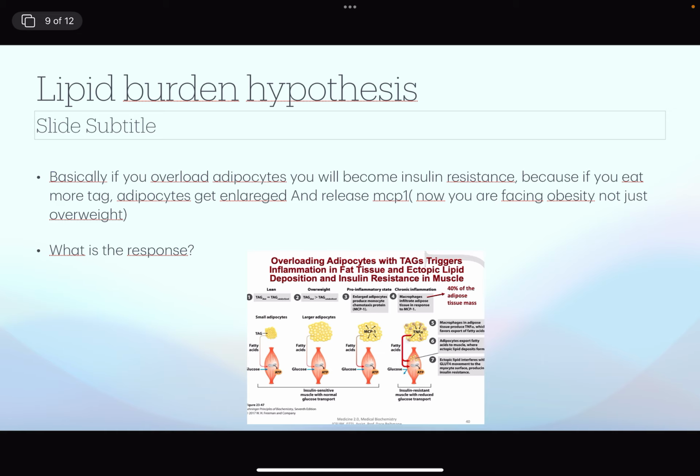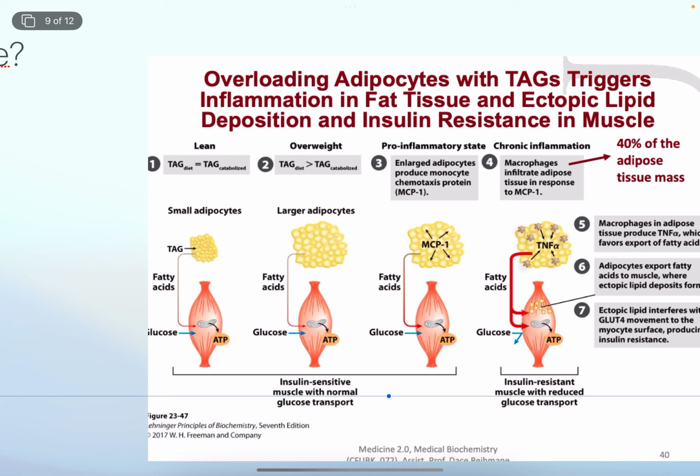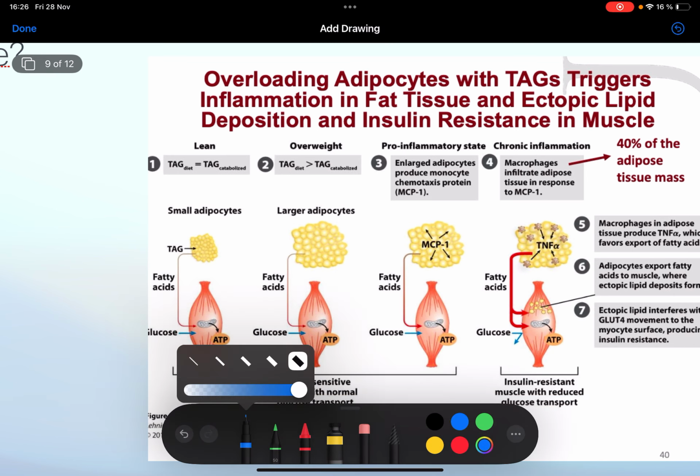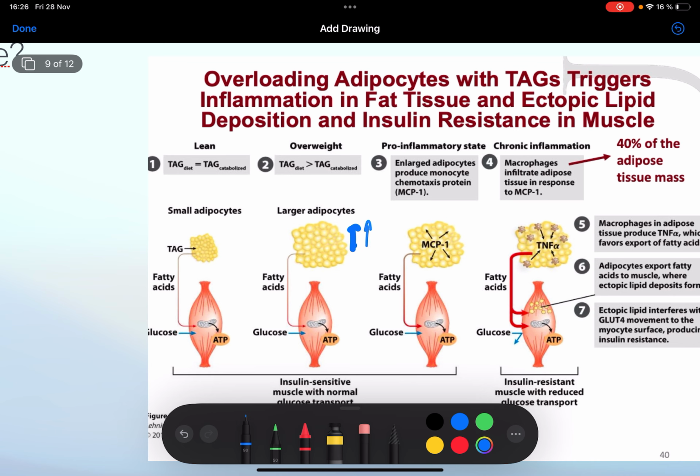And how would this happen? This would start with eating very high levels of triacylglycerides in the diet, and these are stored in the adipocytes. But the more TAG you store in the adipocyte, the more the adipocyte will get enlarged.